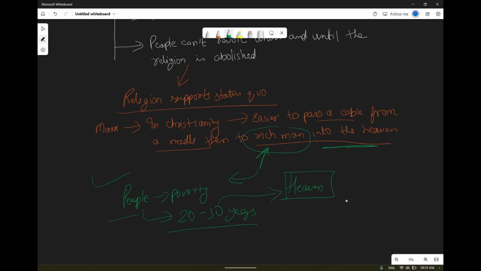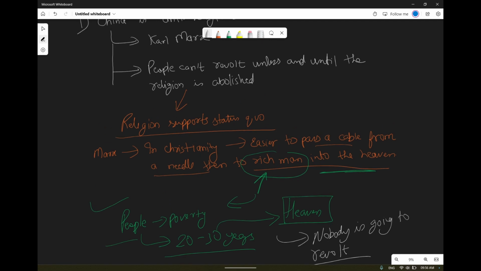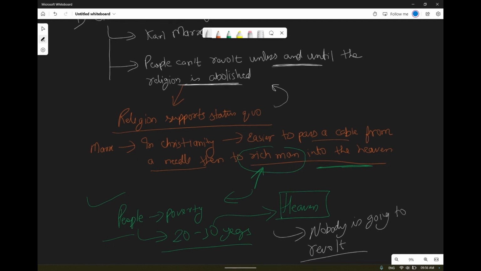So if this is the concept, nobody is going to revolt. That's why Karl Marx said that people can't start a revolution until and unless religion is abolished, because this concept is coming from religion. Until religion is abolished, revolution is not going to start. And this concept is being followed by China.